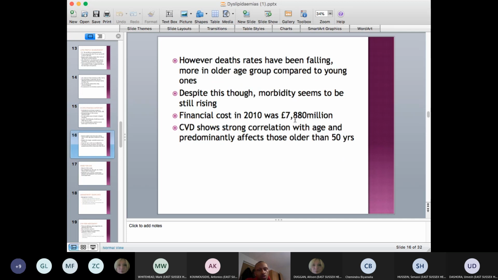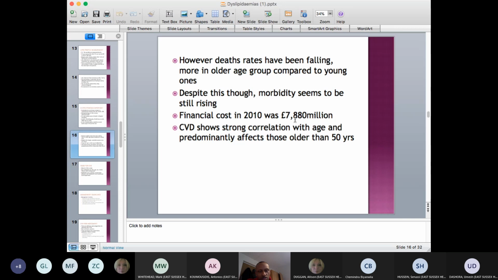Despite this, the deaths have been falling in the older age group compared to the young. The morbidity, however, has not changed. The morbidity is still there, or I think it's still on the rise, although the mortality has improved. The financial implications of this are, of course, enormous. And it was estimated in 2010 that almost 8 billion was spent on just this, okay?